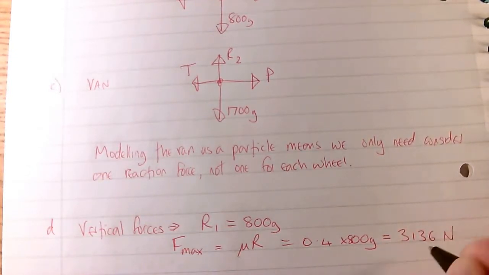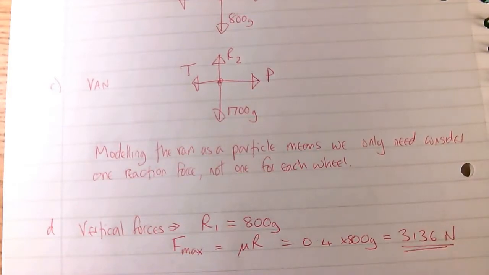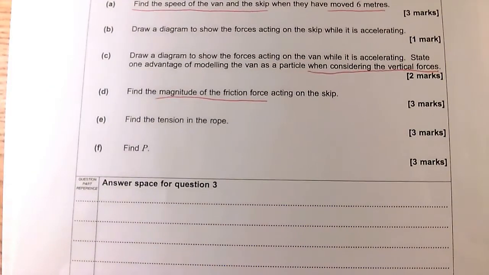calculator says that's 3136 newtons, which you can round to 3140 if you want to. You don't get penalised for too many significant figures, only too few, unless they specify a number. So I've got the frictional force on the skip. We've got to get the tension in the rope next.